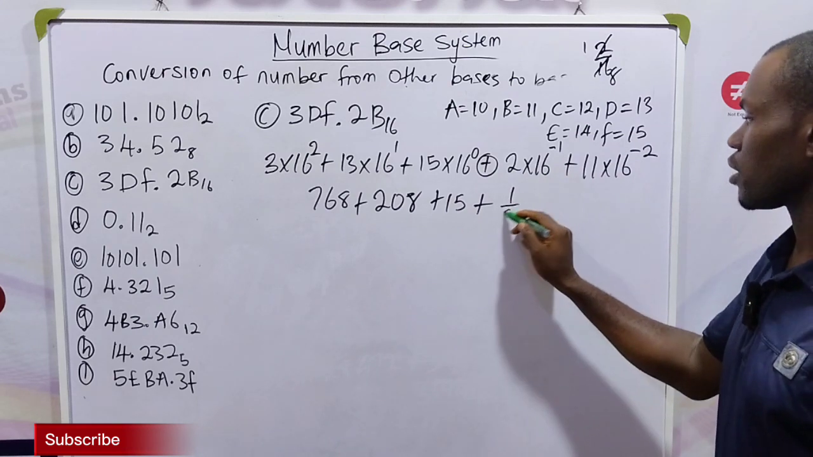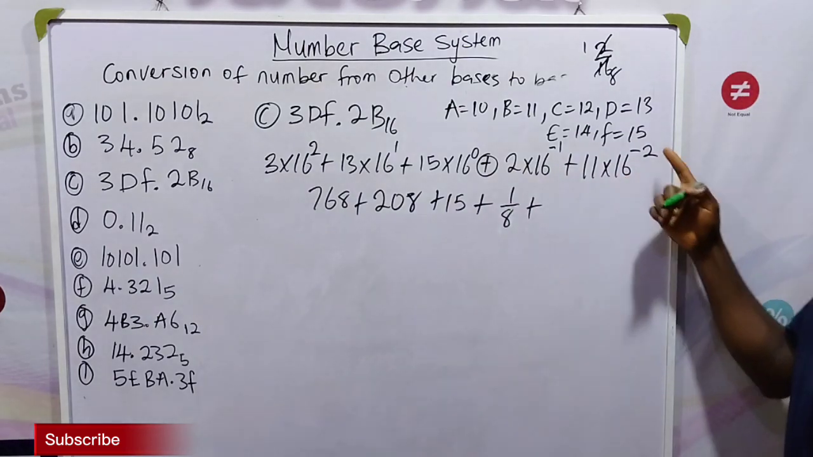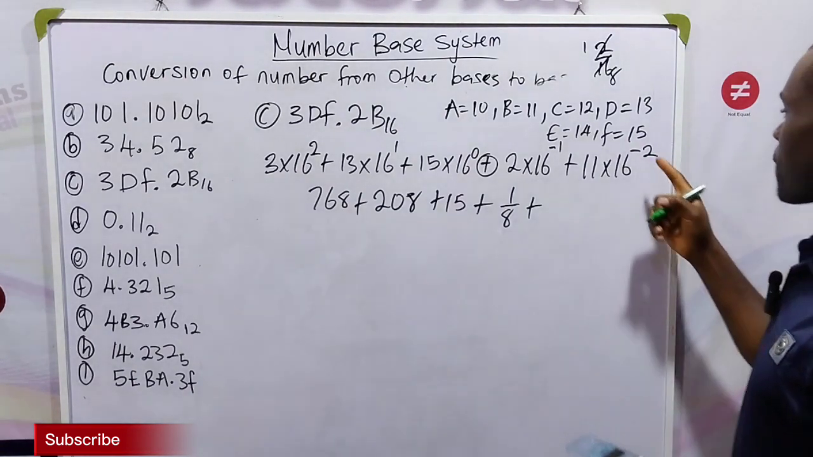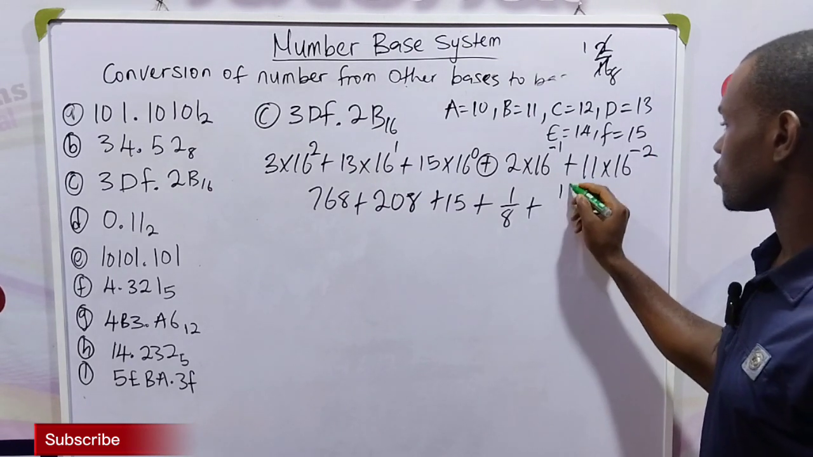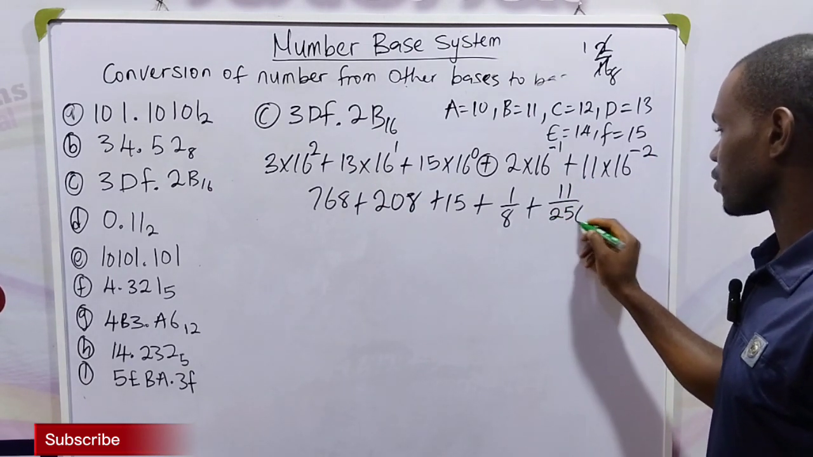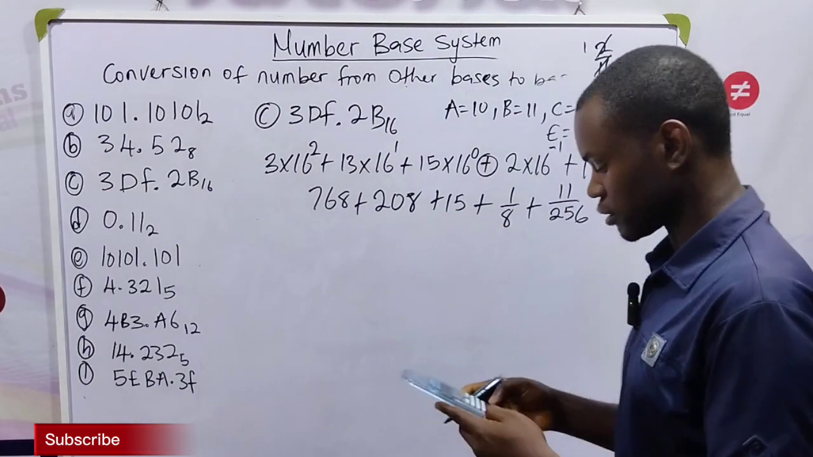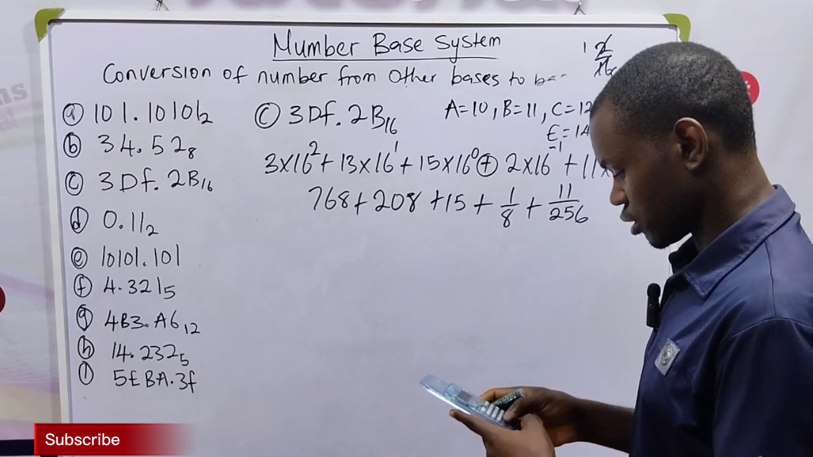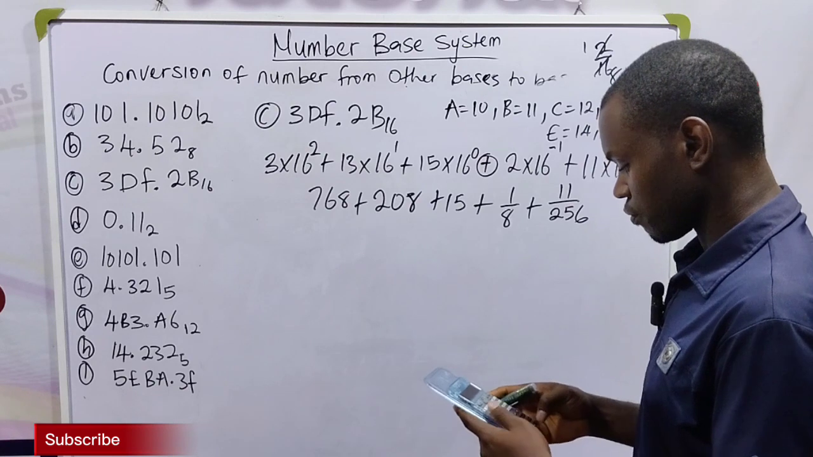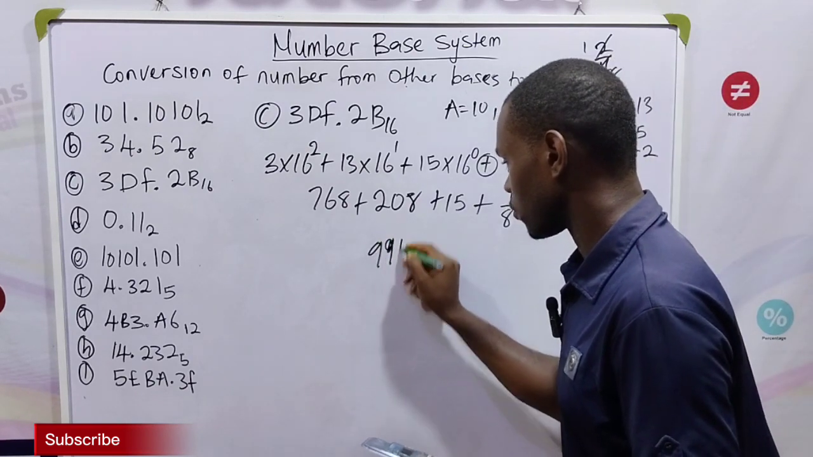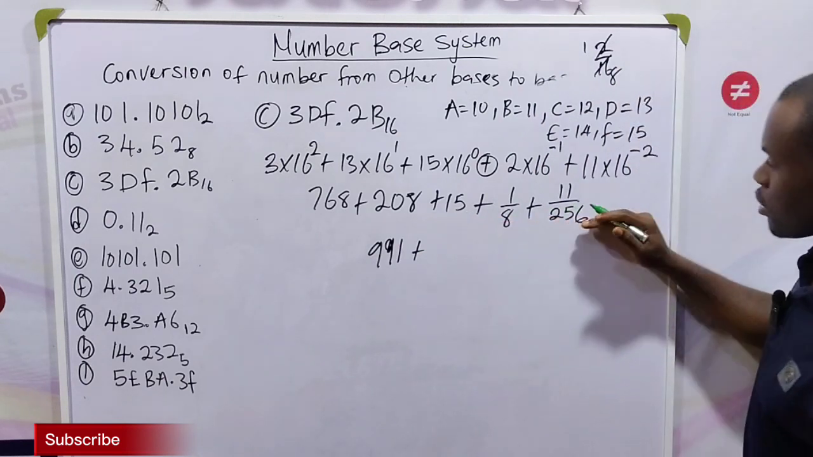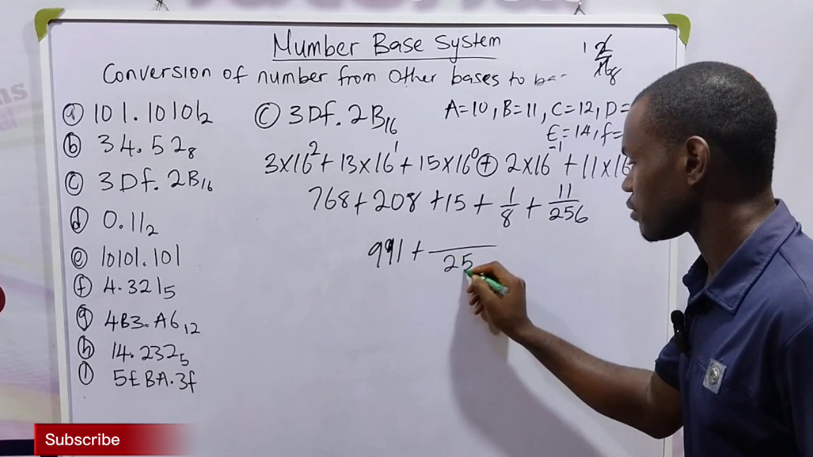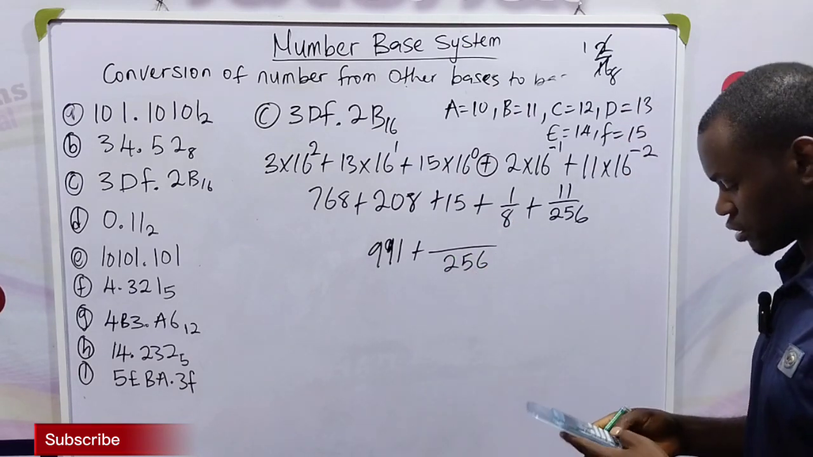So this will give us 1 over 8 plus 16 inverse 2 means 16 squared. 16 squared is 256, right? Then multiply it against 11. You have 11 over 256. So let's add the whole number parts. 768 plus 208 plus 15. This will give us 991 plus. Then for the fraction, take the highest one as your common denominator, 256. Now 8 divide 256.